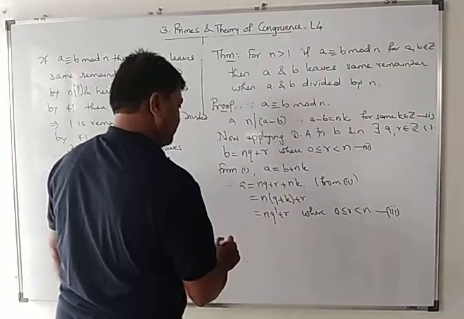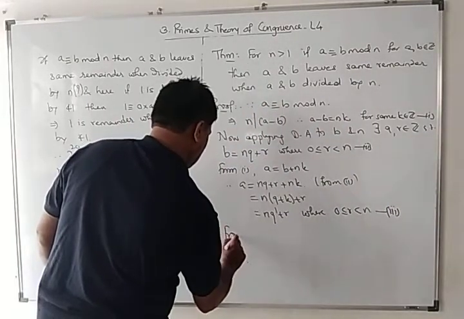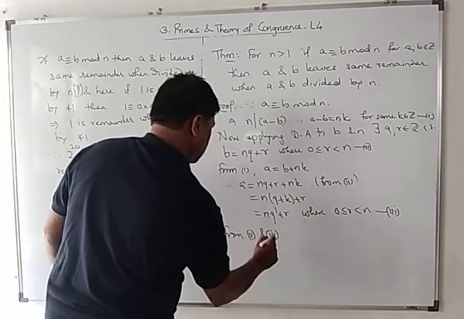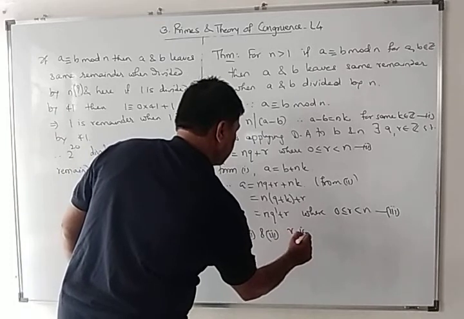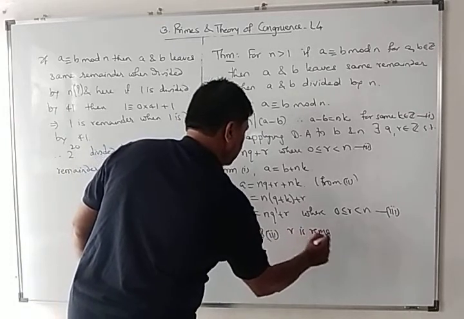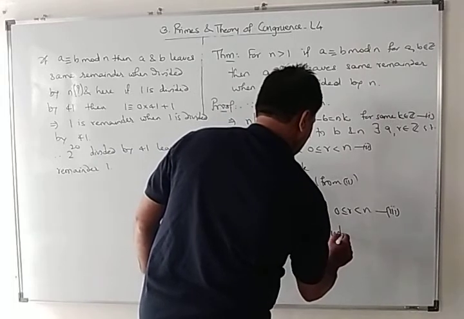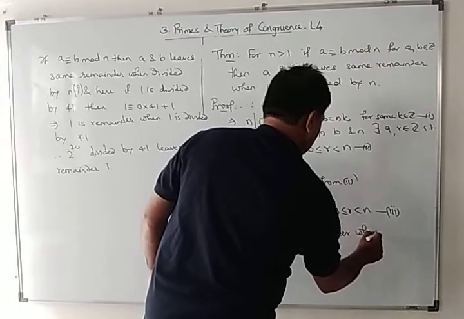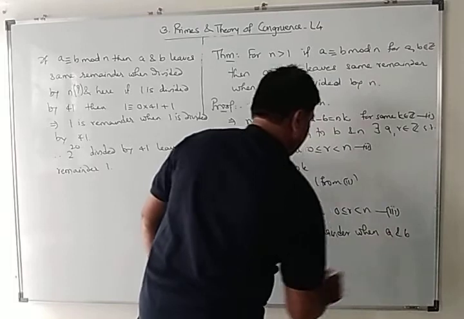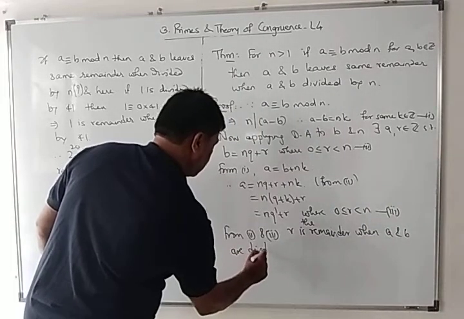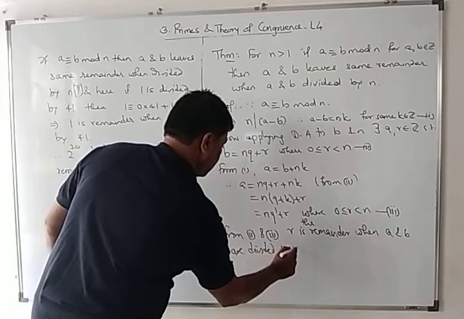From 2 and 3, r is the remainder, r is the remainder when a and b are divided by n.